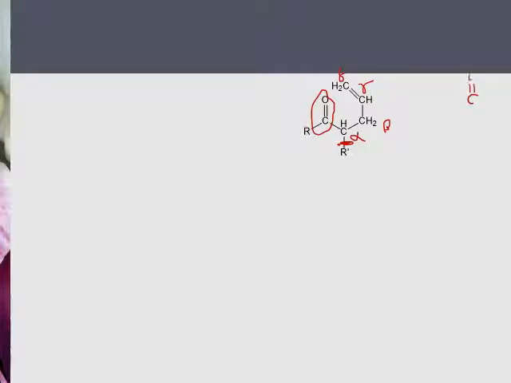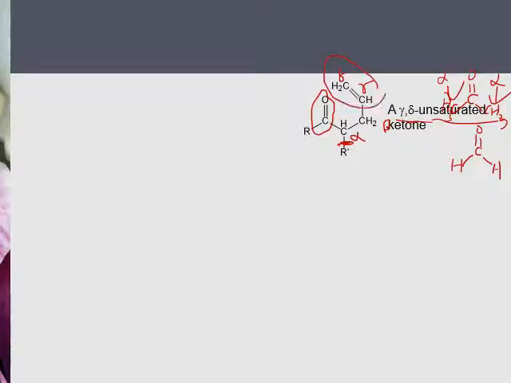So for example, acetone. In this molecule, this carbon and this carbon are both alpha. You have two alpha. On the other hand, formaldehyde does not have any alpha or beta carbons. Now, these carbonyl compounds can be called gamma delta unsaturated because there's a double bond on gamma and delta carbons.